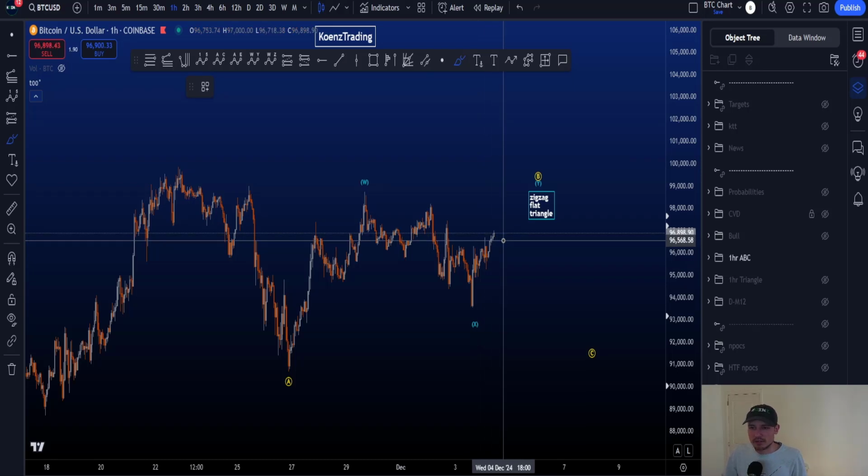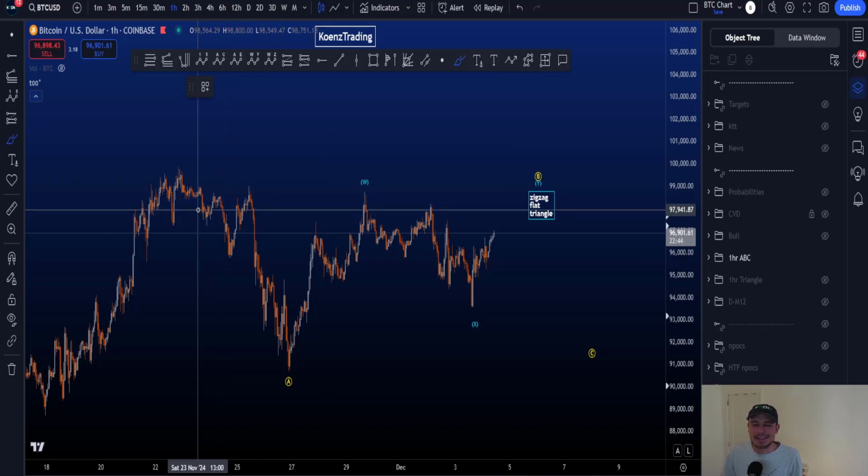Another scenario, which I have here on my chart, is a zigzag or flat scenario. So the count is basically the same because a flat and a zigzag are both counted as an ABC. It's just that the structure is different.